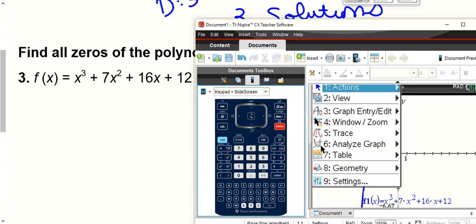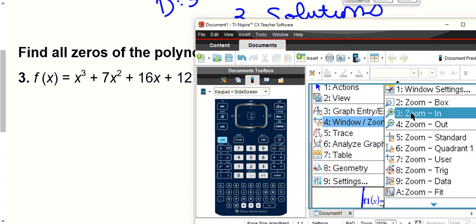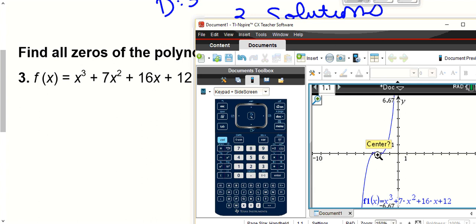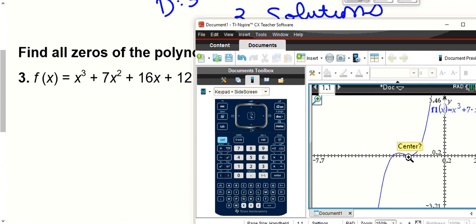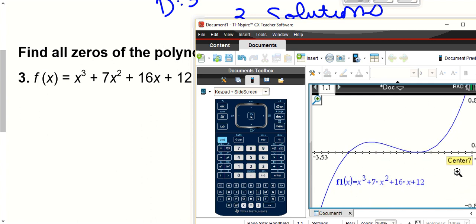Now, you may want to zoom in on this just a little bit to see what's going on. If we go to Menu, Window Zoom, zoom in, I want to center it right at that. And I want to zoom in again and zoom in again. That way, you can make sure that whenever you draw this graph, it looks precise and you make sure you're touching or you're crossing the graph wherever it needs to.